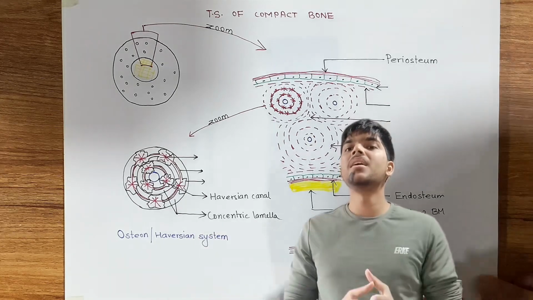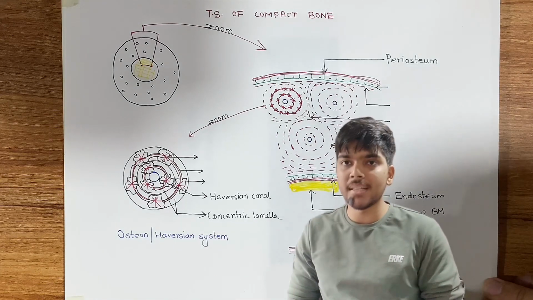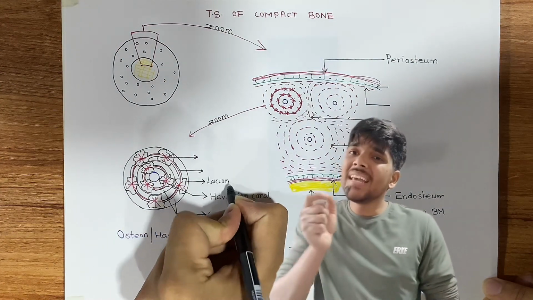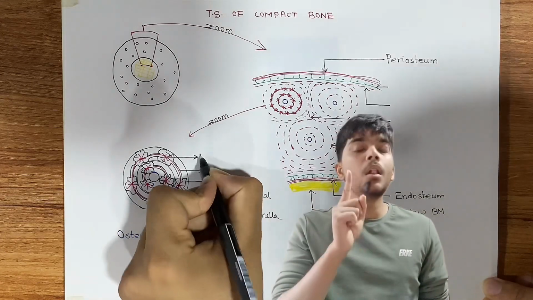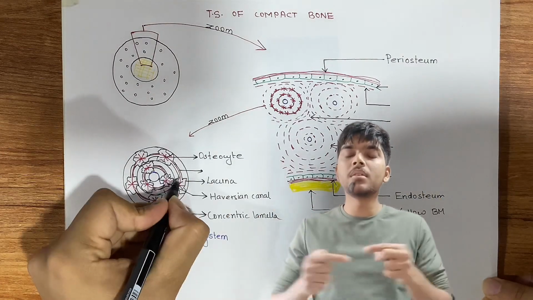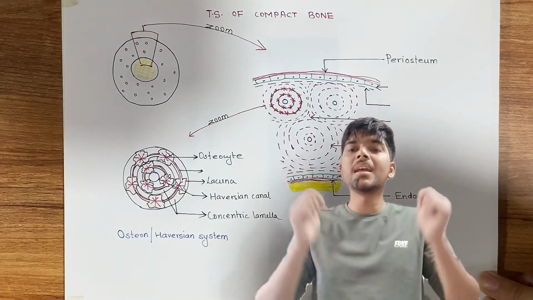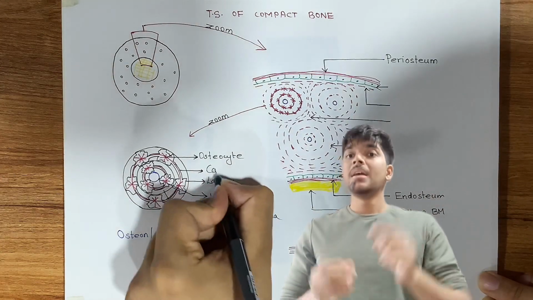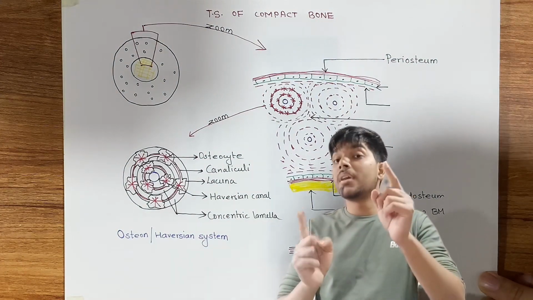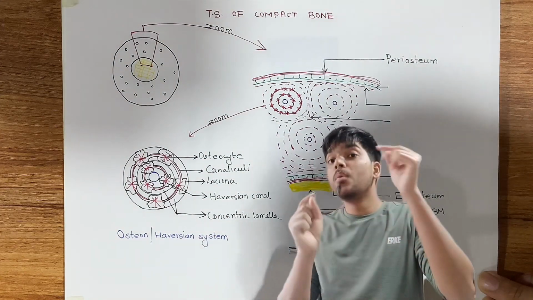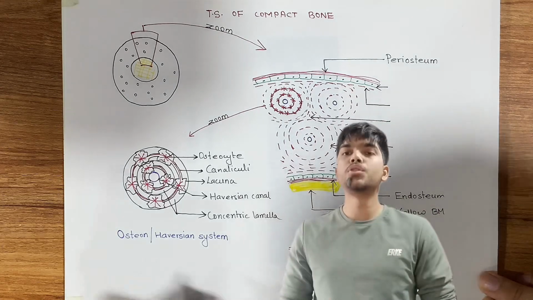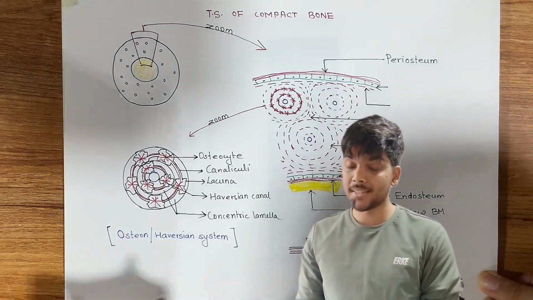Inside each lamella, there are multiple irregular spaces, and these irregular spaces are known as lacuna. Inside each lacuna, there's a single osteocyte. These irregular spaces or lacunae are connected to one another with the help of very thin canals called canaliculi. Inside each lacuna, you can find an individual osteocyte, and these osteocytes are also connected to one another through canaliculi with the help of their protoplasm. This is what an actual osteon or Haversian system is.